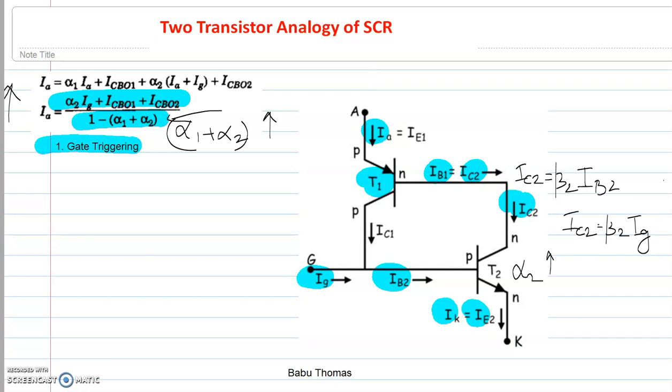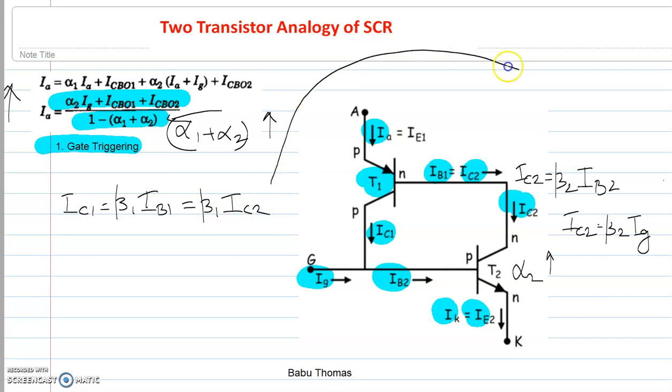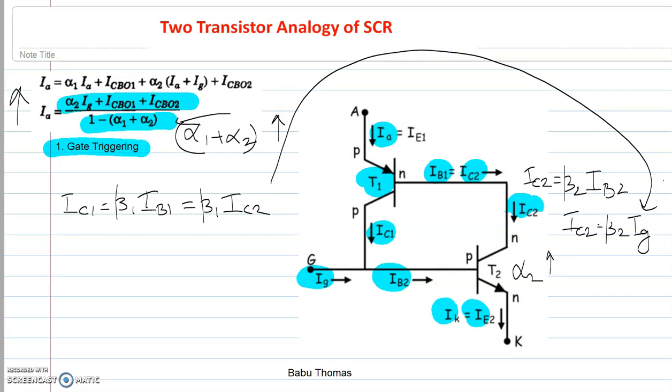So with the flow of IB1, the collector current IC1 can be written as IC1 is equal to beta 1 times IB1. Now this IB1 is nothing but your IC2. Therefore this can again be written as beta 1 into IC2. We already have an equation for IC2 here, that is beta 2 Ig. Therefore I can write IC1 is equal to beta 1 beta 2 times Ig.